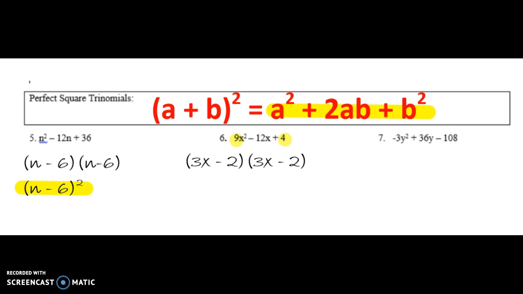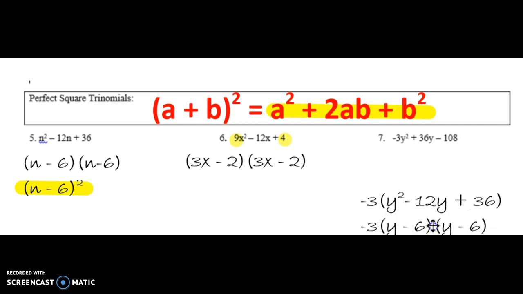Okay, the last part, number 7, not any perfect squares. So we need to start with what we do know. We know we can take out a 3. So if I do take out a negative 3, I now have y squared minus 12y, because remember that first number can't be negative, so I went ahead and took that out of there so we didn't have to worry about it. And then plus 36. Okay, so now when I look at that, that 36 is a perfect square, and so is my y squared. Again, I don't really have to worry about that number in the middle. I just have to make sure it works.